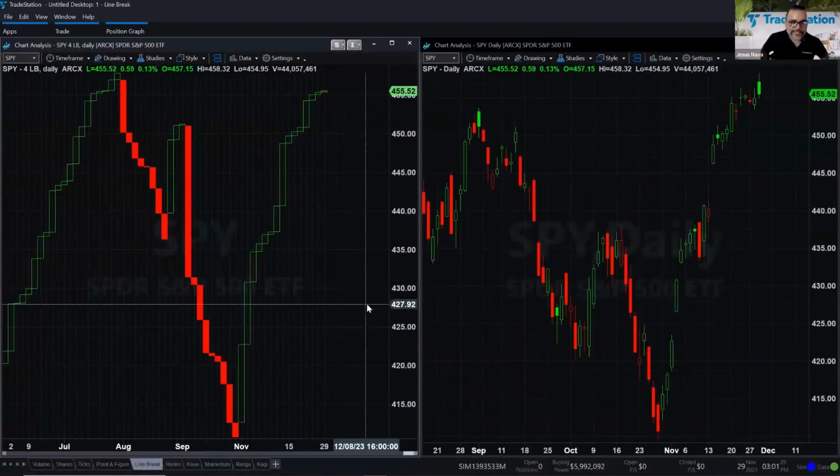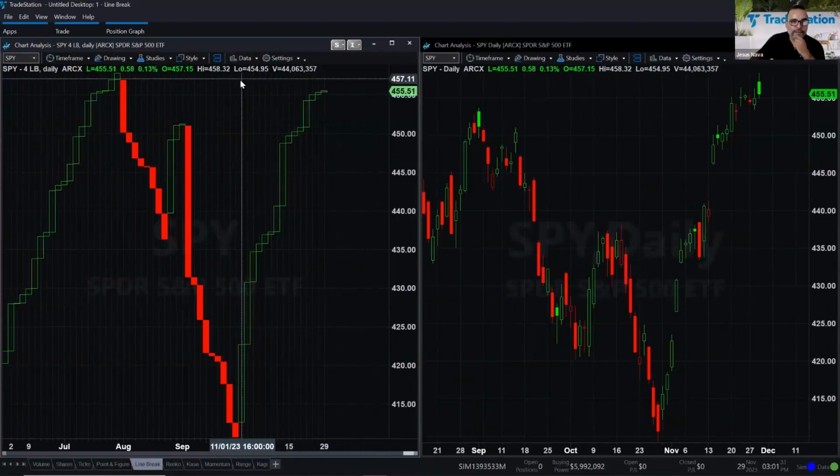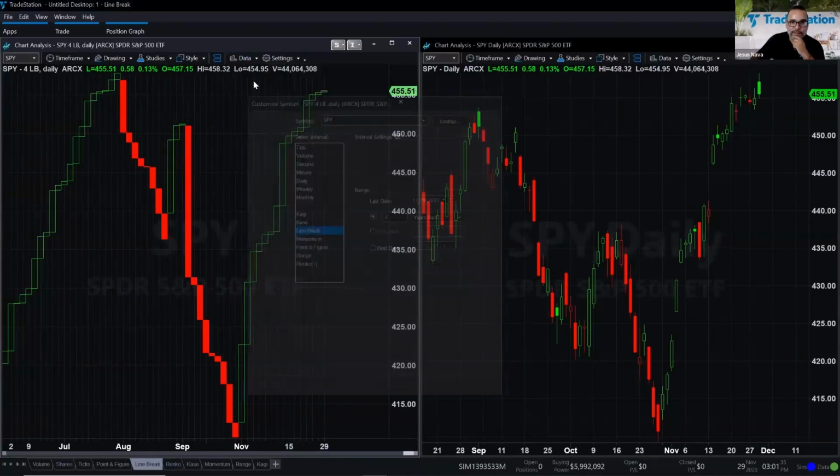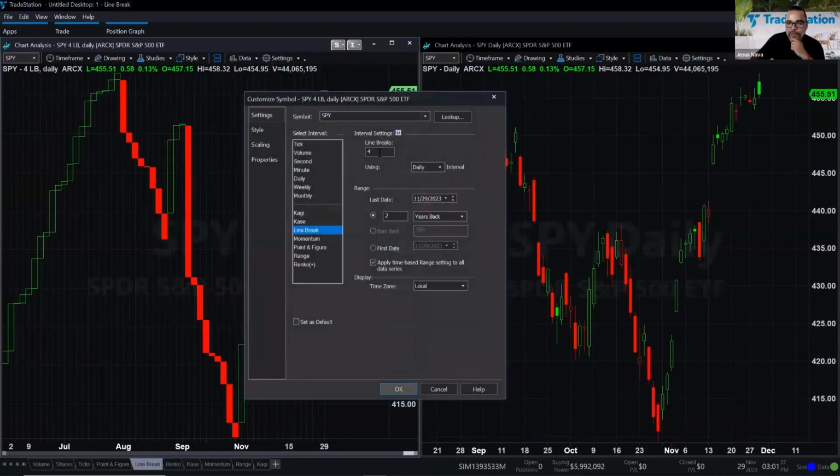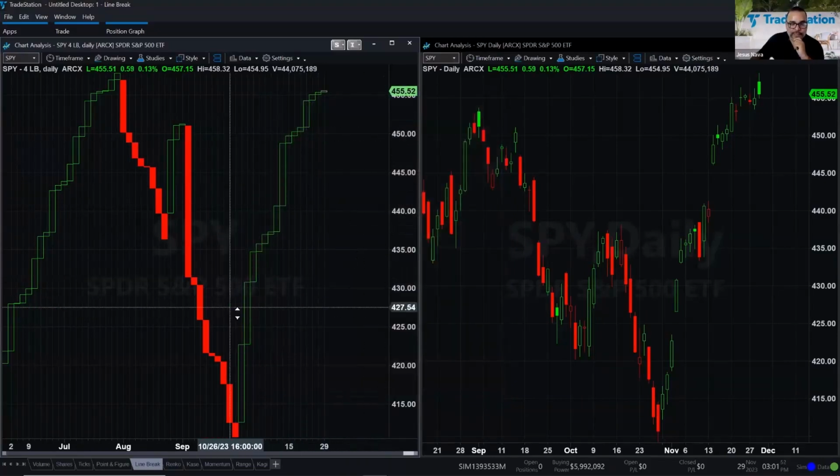Line break is, again, monitoring prices. Let me take a look at what the settings are. This is for line breaks on a daily time frame. It's using daily bars. So what it's doing is tracking the prices on a daily basis and seeing the direction of those prices. So we see that recently those prices have gone up since the beginning of November.